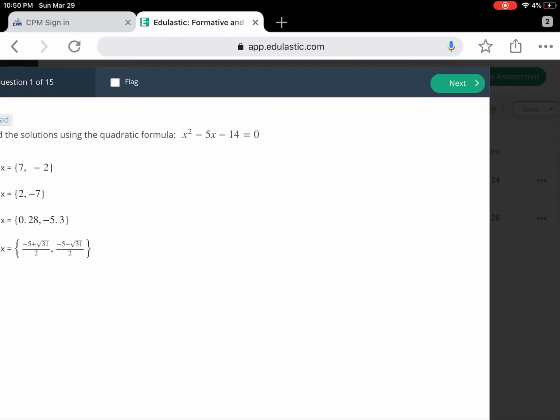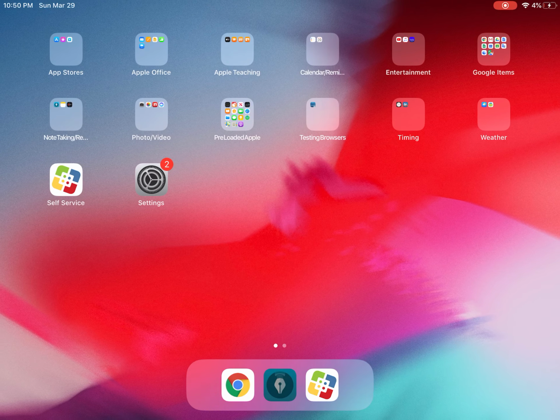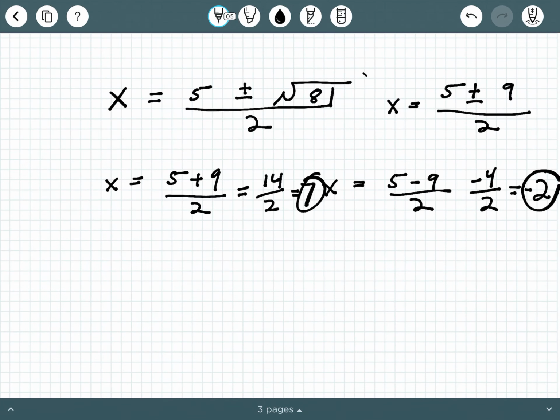You'll notice we didn't even need a calculator as we went through that problem. That's not always the case. We got lucky that the square root of 81 showed up in that problem because it made it simple to work with, so we didn't need to do any kind of calculator work.